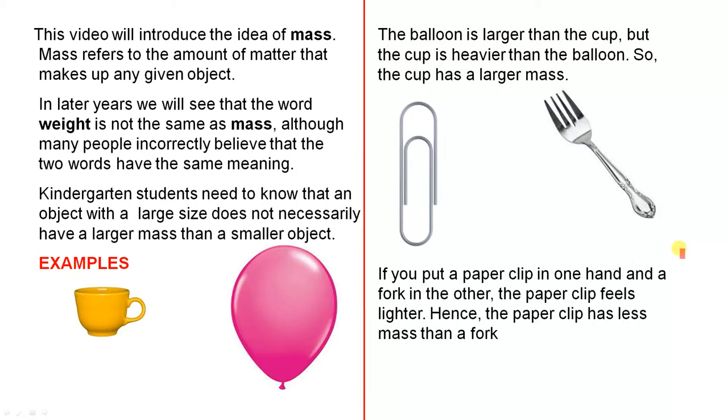If you put a paper clip in one hand and a fork in the other, the paper clip feels lighter. Hence, the paper clip has less mass than a fork.